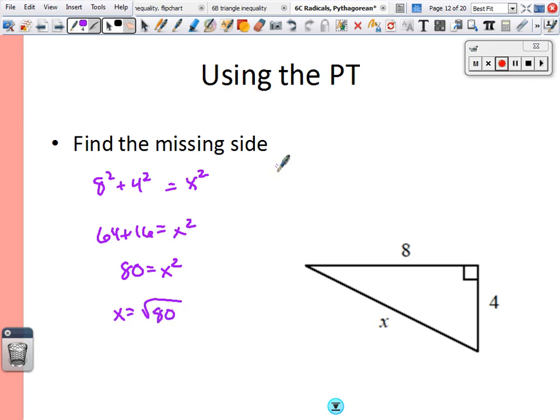But you got to ask yourself, is 80 simplified? So let's go to our list of perfect squares. Is there a perfect square that goes evenly into 80? And the answer is yes. 16 goes in evenly. So that we would change this to square root of 16 times the square root of 5, which is 4 times the square root of 5. And again, you can check that in your calculator to make sure that's done correctly.